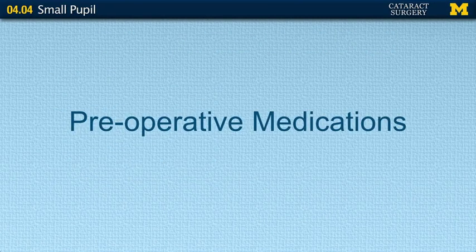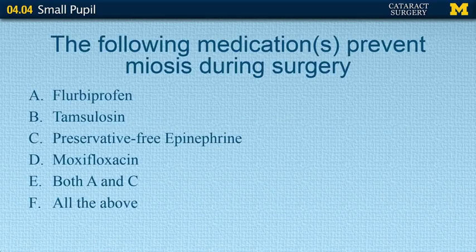Preoperative medications. First question. The following medications prevent miosis during surgery. A, flurbiprofen. B, tamsulosin. C, preservative-free epinephrine. D, moxifloxacin. E, both A and C. And F, all the above.